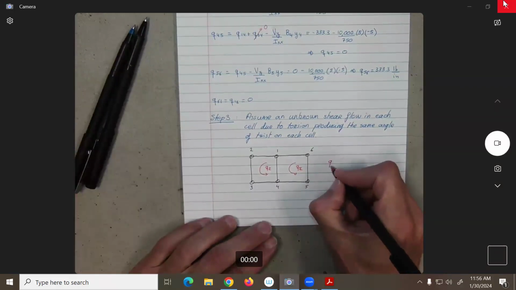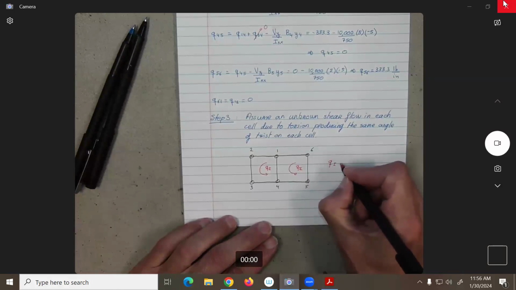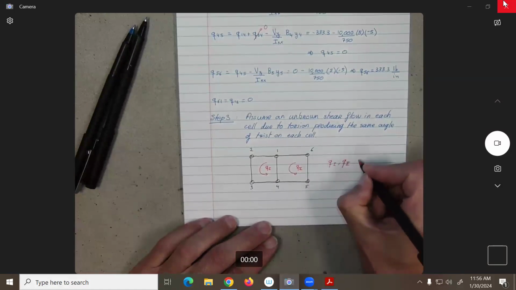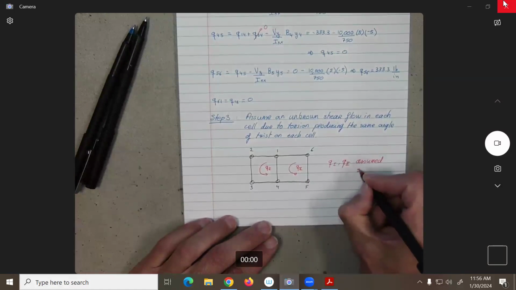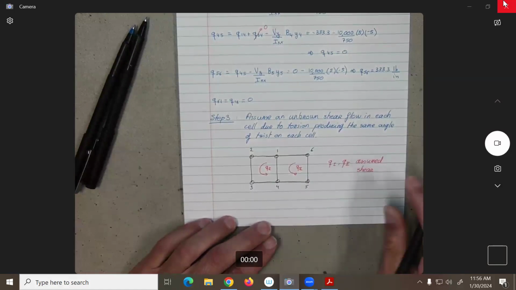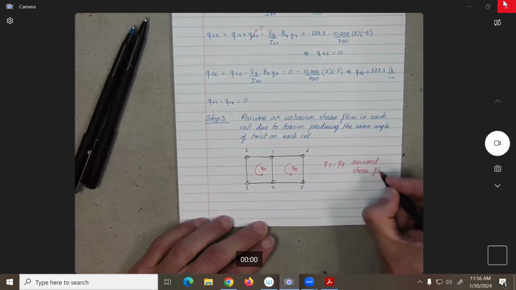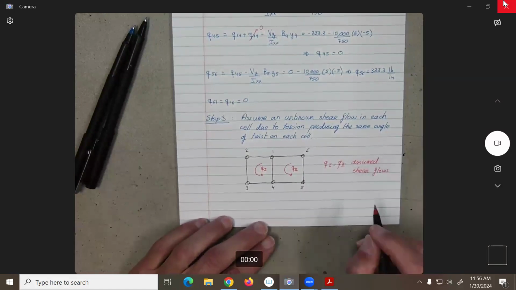So here the Q1 and Q2 will be your assumed. Which one is Q1? The one on the left.